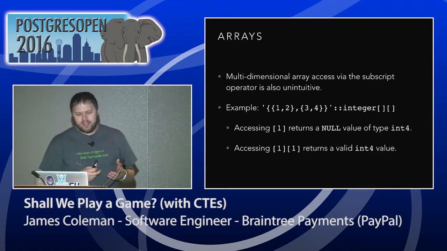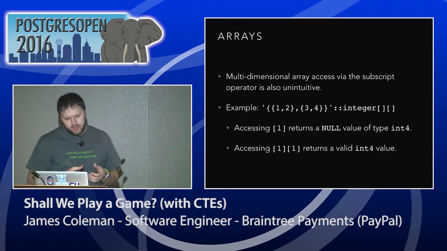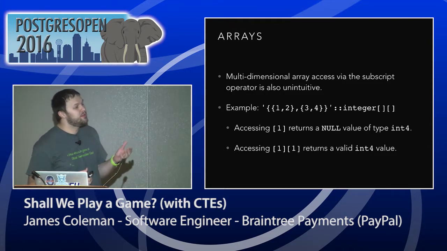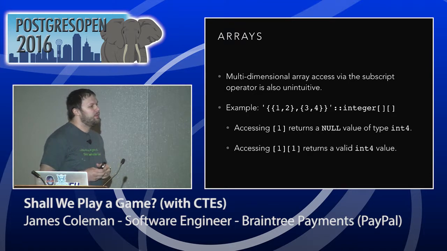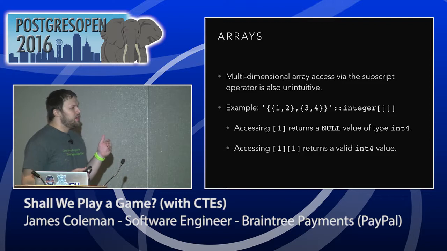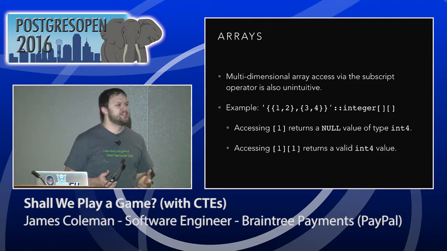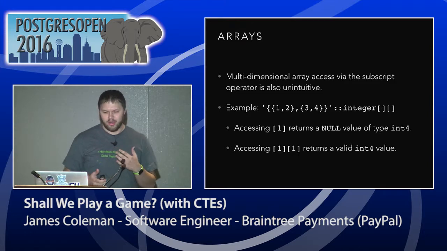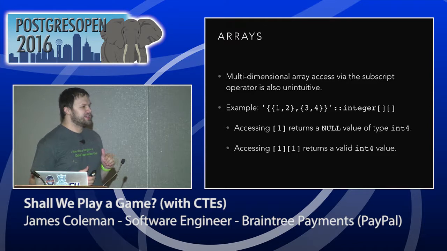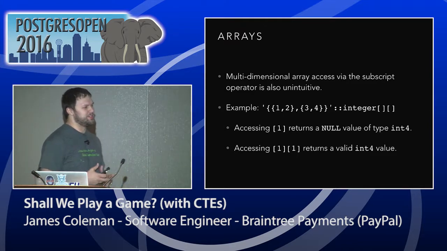Multi-dimensional array access via the subscript operator is also not intuitive. Suppose that I have this valid multi-dimensional array of a nested integer array, and I access it at subscript 1, which, as a side note, is also consistently annoying for someone like me who works more on the procedural side more often. I expect this to be at index 0, not 1, but we'll just have to agree to disagree.